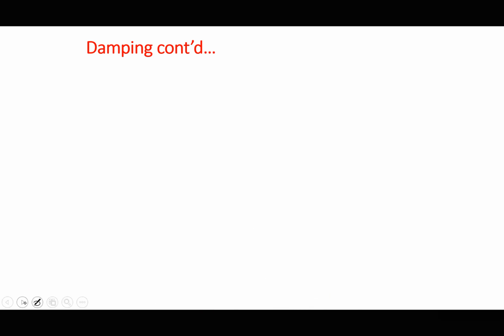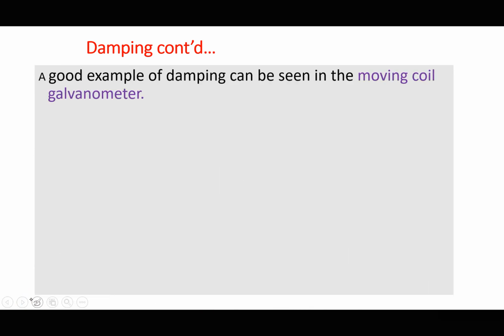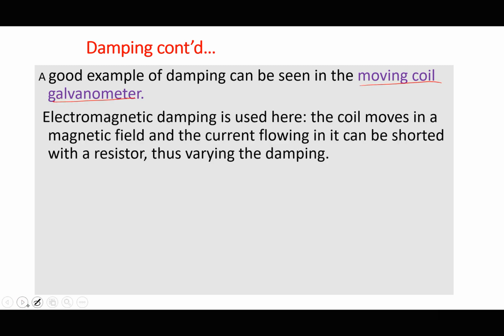So a good example of damping can be seen in the moving coil galvanometer. Those are the moving coil instruments that I've been talking about. What is inside the galvanometer that makes it damped? I've mentioned that the galvanometer, or even the analog meters, have an electromagnet. Electromagnetic damping is used here.